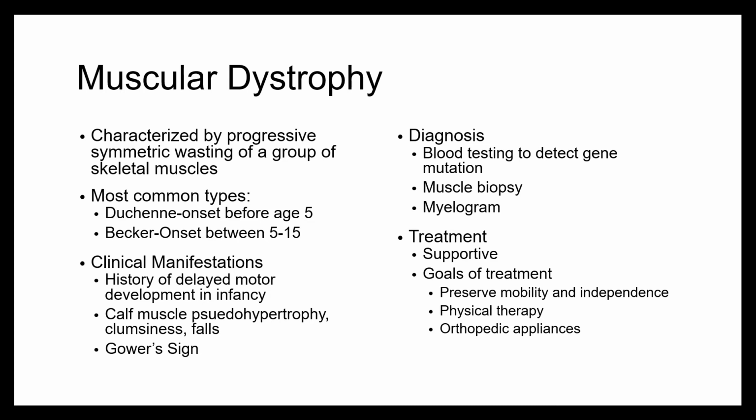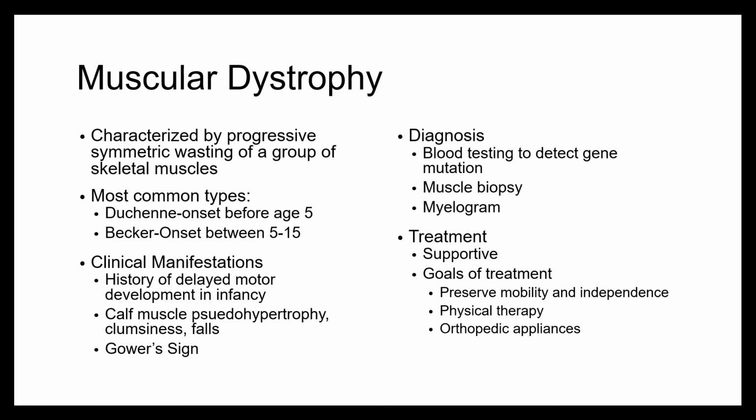Another common manifestation that we see is what we call calf muscle pseudohypertrophy. This is when the calf muscles become enlarged, but they are not stronger. Gower's sign is a sign that is used to describe when a patient has to use their hands and arms to physically walk up their own body from a squatting position due to a lack of hip and thigh muscle strength. And there is an image of this in your textbook that you can see what Gower's sign is referring to, how that looks.